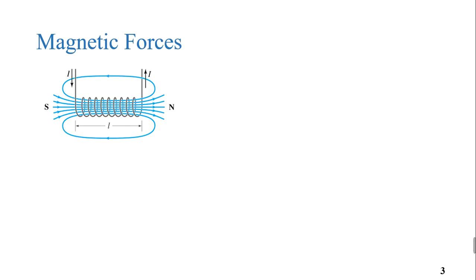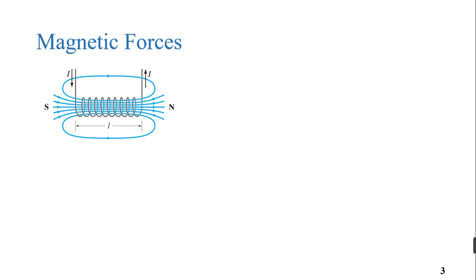Magnetic forces. When an electric current passes through a solenoid, it behaves like a magnet. And the side in which the current moves in a clockwise direction behaves as a north pole in the magnet, and the side in which the current moves in an anti-clockwise direction behaves as a south pole in the magnet.